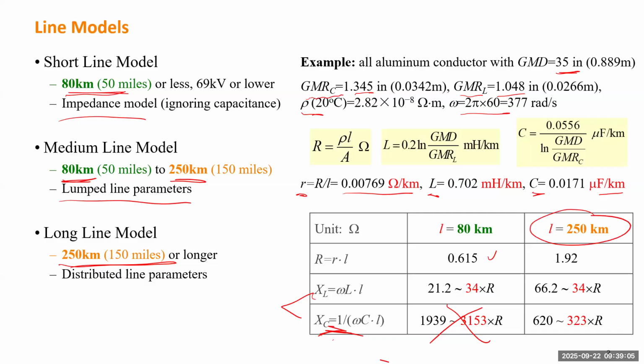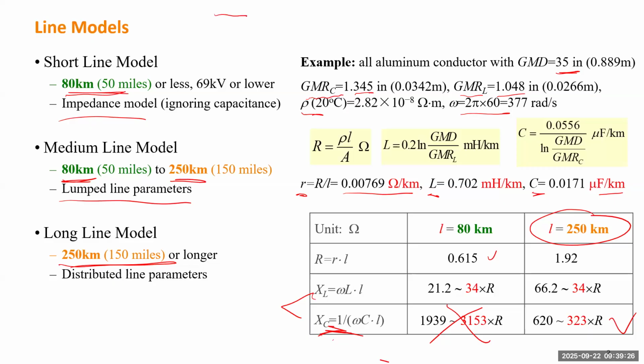But when the line becomes 250 kilometers, you see the capacitive reactance is only 300 times R, only 10 times the inductive reactance. So this one needs to stay in most cases, because otherwise the error is too much.